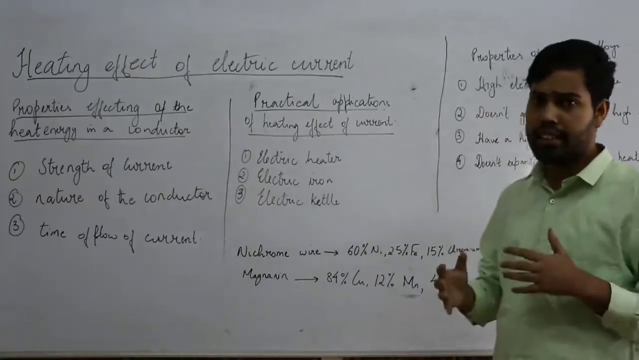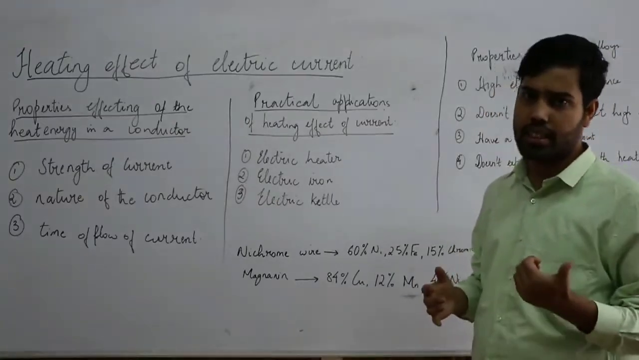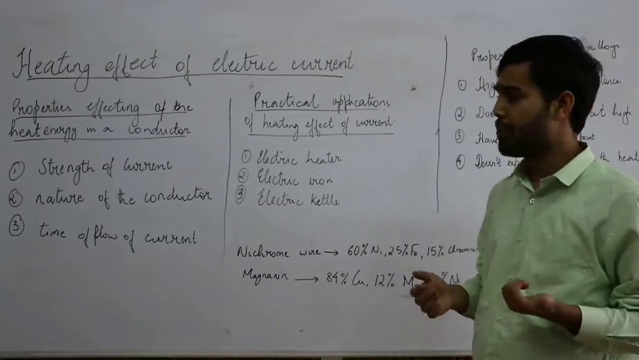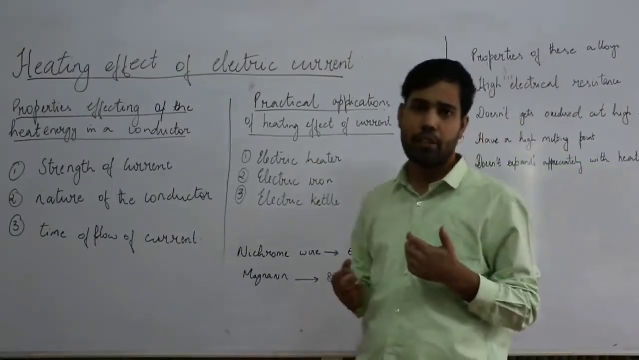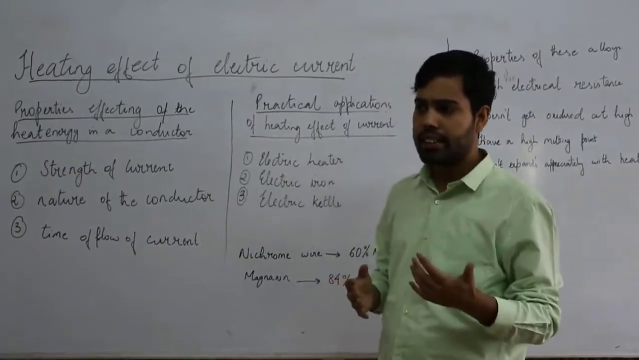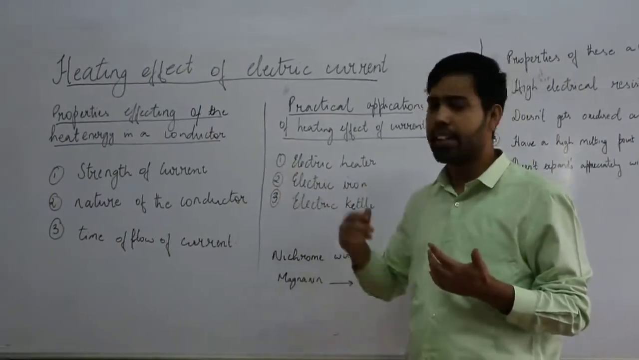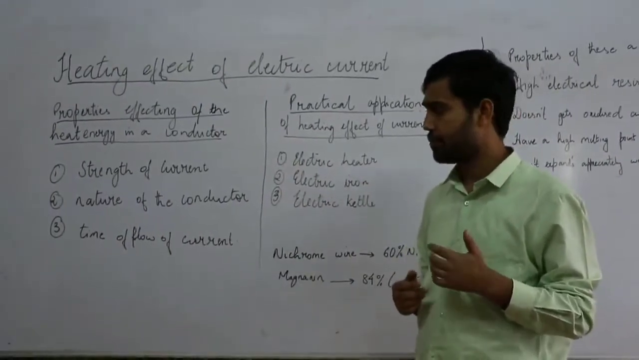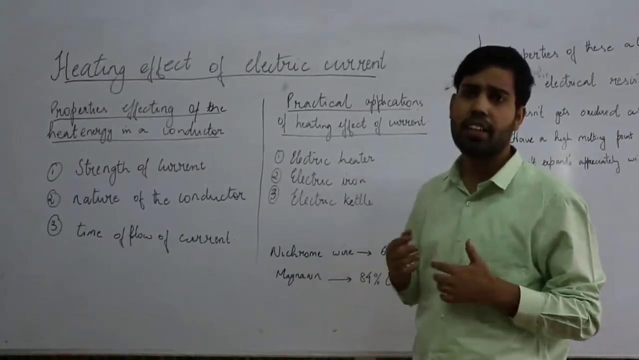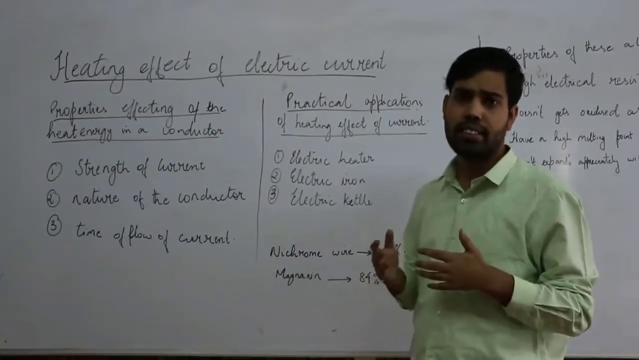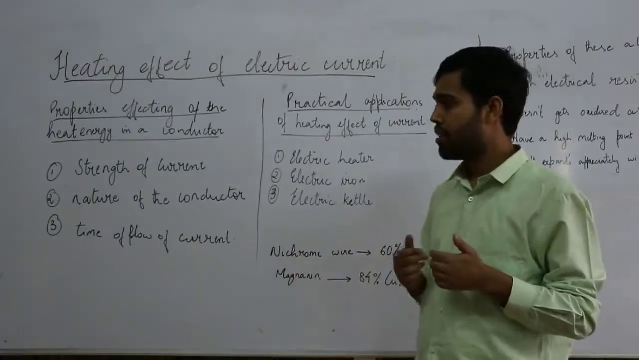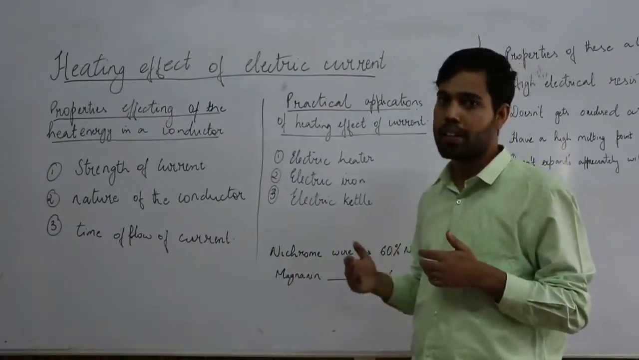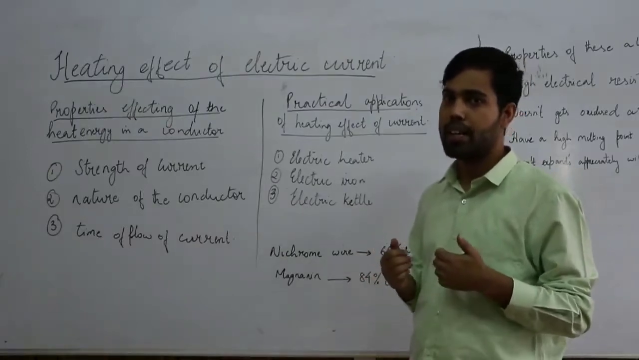Now this heat energy that is being produced in a conductor, in a resistor, depends on certain factors. What are these factors? First, the strength of the current. The heat energy that is being produced depends directly upon the strength of the current. It depends on the nature of the conductor, basically the resistance of the conductor. The more the resistance, the more will be the heating effect. And also it depends on the time of flow of current. The more the time of flow, the more will be the heating effect.